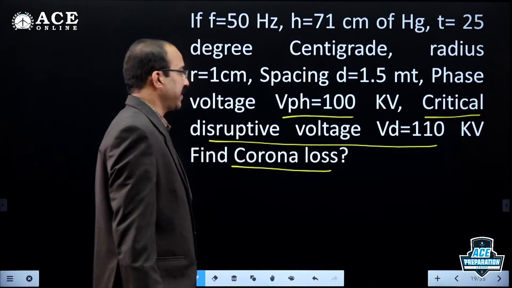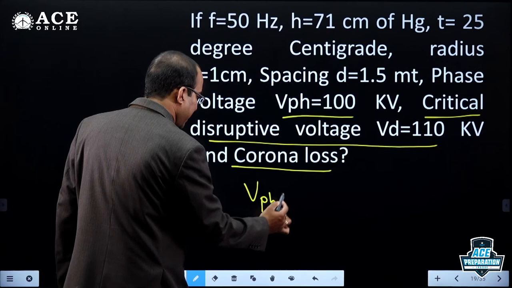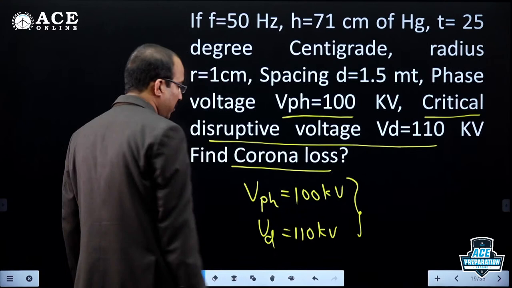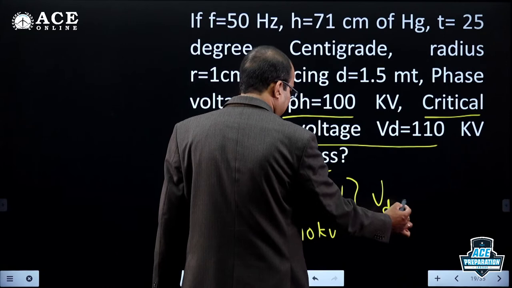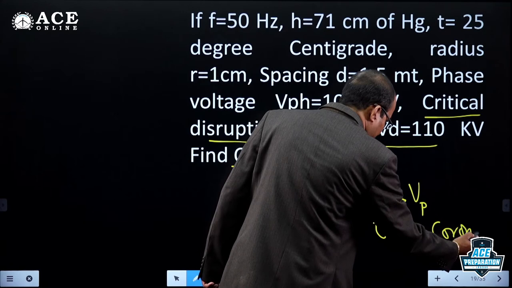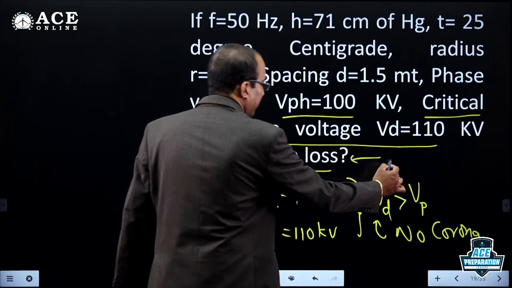So what is your observation? V phase is 100 kV and Vd is 110 kV. Which is more, Vd or Vp? The critical disruptive voltage is greater than the operating voltage. So, will the corona initiate? No, no corona will take place. There will not be any effect of corona. So, what will be the corona loss in that case? The corona loss is zero because the corona will not initiate.